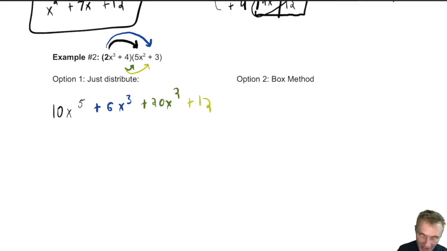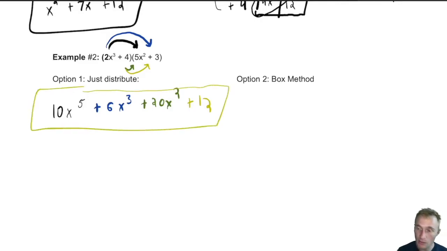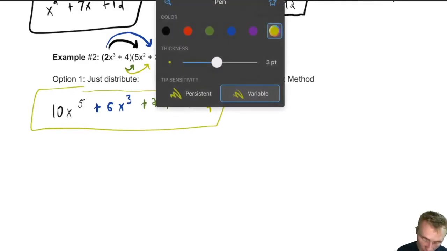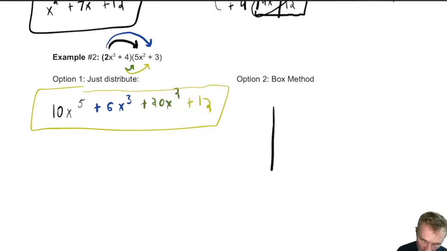We don't have any like terms here. All of these are of separate exponent values, so this is simply our final answer. There's nothing to combine here. If you had wanted, like I said, this is your choice.